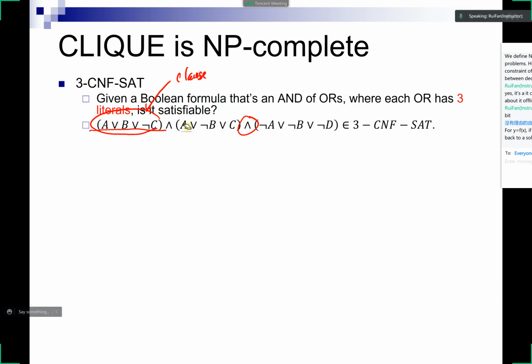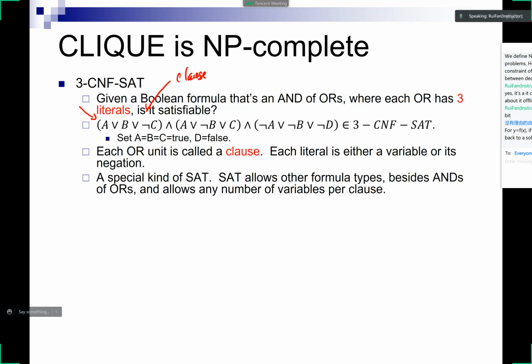The 3CNF SAT problem says that if I give you a 3CNF formula, is it satisfiable? For example, if I give you this formula, is there a way to set these Boolean variables to satisfy it? In this case, it is satisfiable, because for example, you can set A, B, and C to true, and D to false, and this makes the entire formula true. So this is a satisfiable instance of 3CNF SAT.